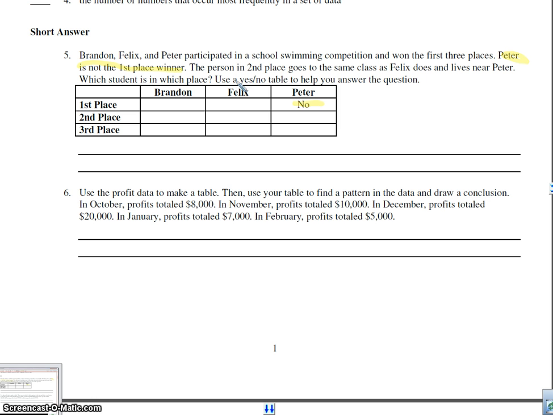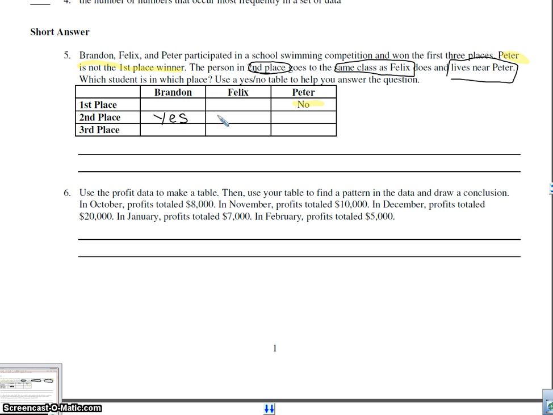The next sentence says the person in second place goes to the same class as Felix and lives near Peter. Okay, well, who cares who lives near who and who's in the same class, but what you have to look at is it mentions the other 2 people. Who's the only person left in our list besides Felix and Peter? And that would be Brandon. So Brandon must have been the second place winner. So we're going to come over here and write yes for Brandon.